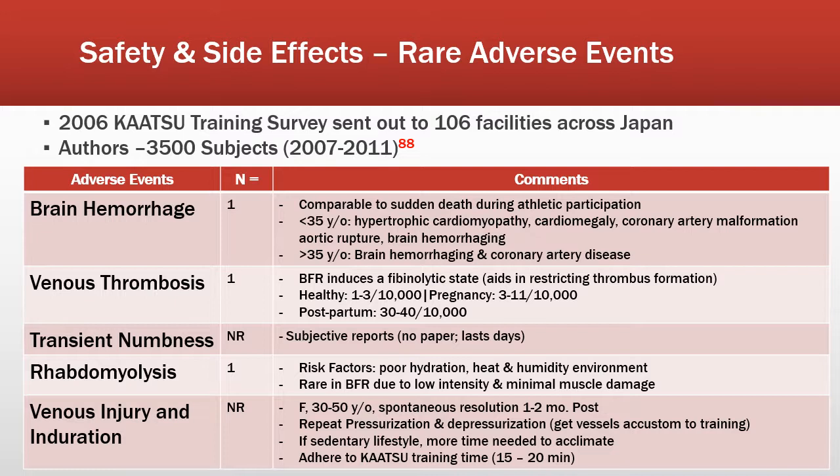Venous injury and induration have also occurred, number not reported. Usually those most at risk are females 30 to 50 years of age, with spontaneous resolution within 1 or 2 months. Repeated pressurization and depressurization with the cuffs prior to exercise is recommended to allow the vessels to become accustomed to the additional pressures. And again, adhering to the Kaatsu training time or blood flow restriction time is similar: 15 to 20 minutes, no more than 30, is highly recommended to avoid venous injury and induration.